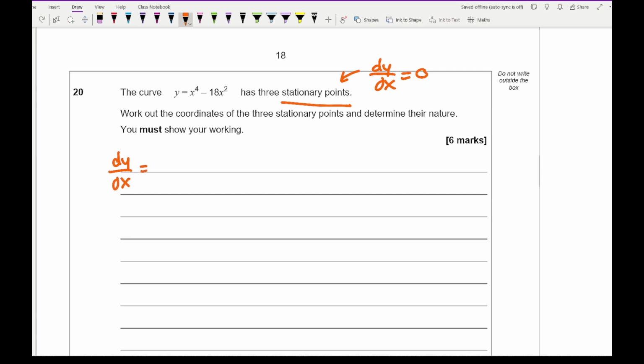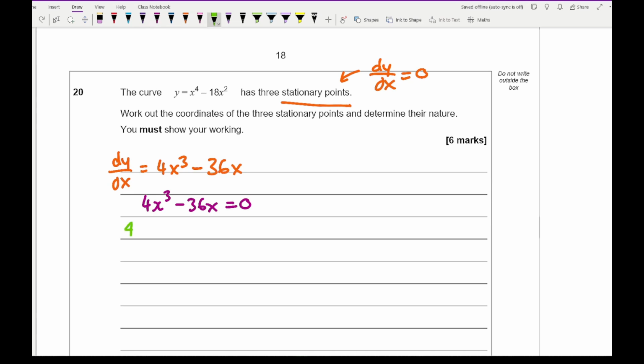And that's going to be, and again, remembering the rule of differentiation, move the power to the front and lower the power by 1. So that's going to be 4x cubed minus 36x, and then from this we make that equal to 0, and this is what we then need to solve. I'm going to solve this by using factorisation.